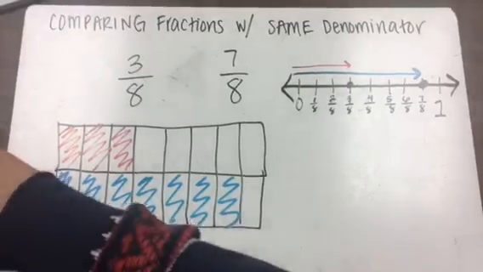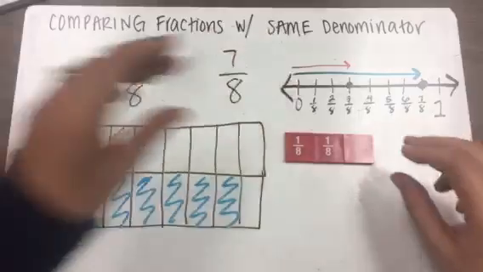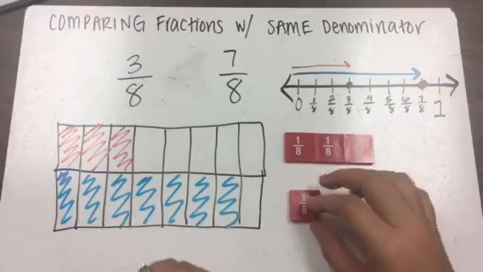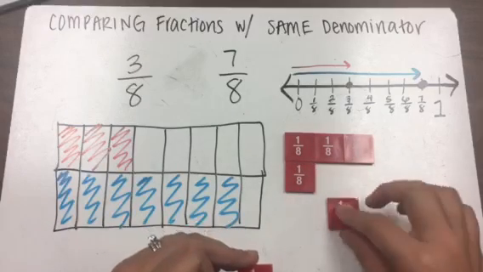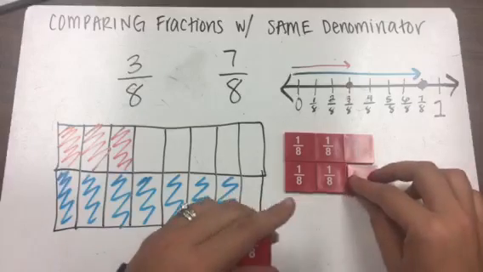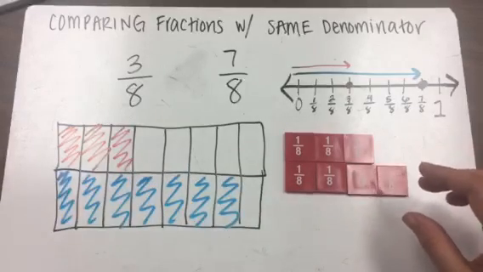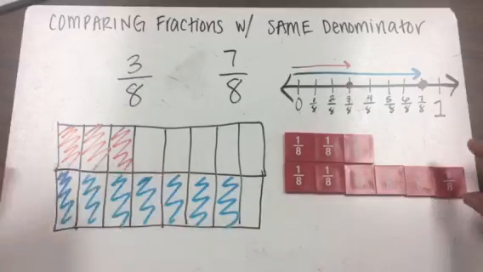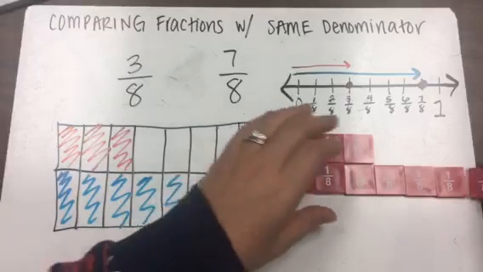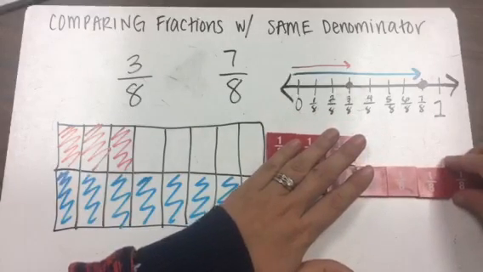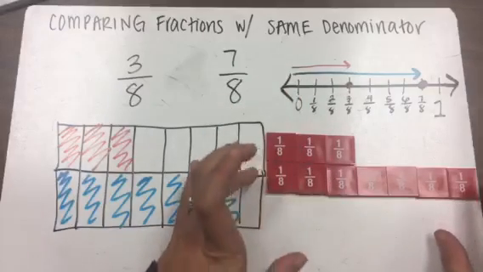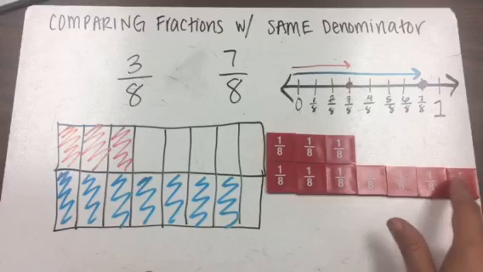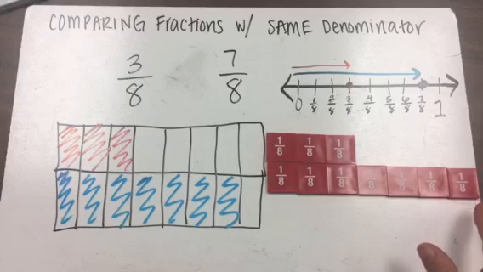Now another way you can also compare is using your fraction tiles. So I have 3/8 here, and then I'm going to compare that to 7/8, which is here. If you notice, 3/8 is a lot smaller than 7/8, okay?